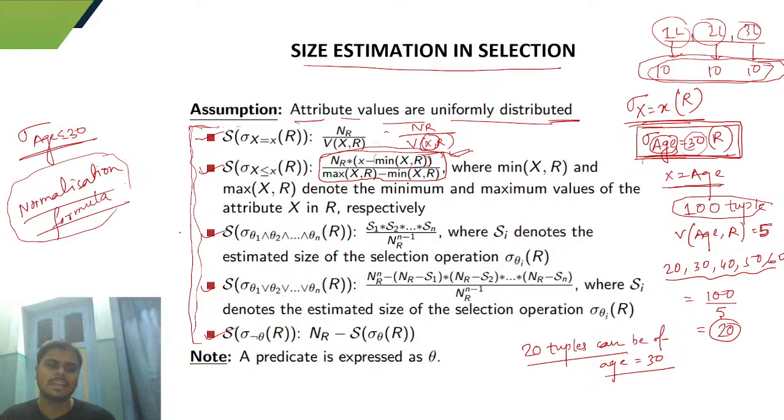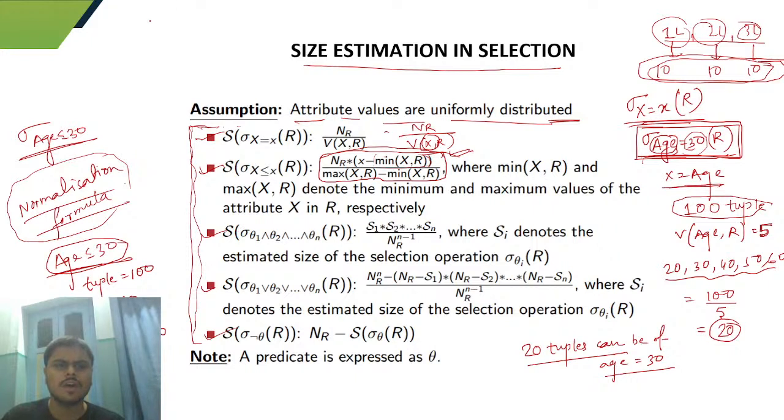Let me give you an example. Let's say age is less than or equal to 30, and the total number of tuples possible is 100. Let's take this example only. The different ages possible: 20, 30, 40, 50, and 60. So the minimum age possible in R is 20, and the maximum age possible in R is 60.